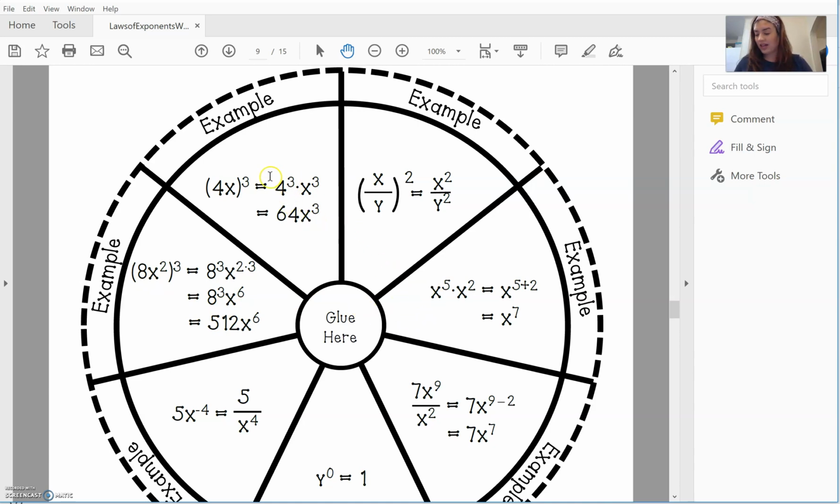Okay, so again, just follow your rules. If you're doing the power rule, you're multiplying your exponents, right? If you're doing your product rule, where you're multiplying, you're actually going to add your exponents. Okay. And if we're dividing with this fraction bar here, we're going to subtract those exponents.